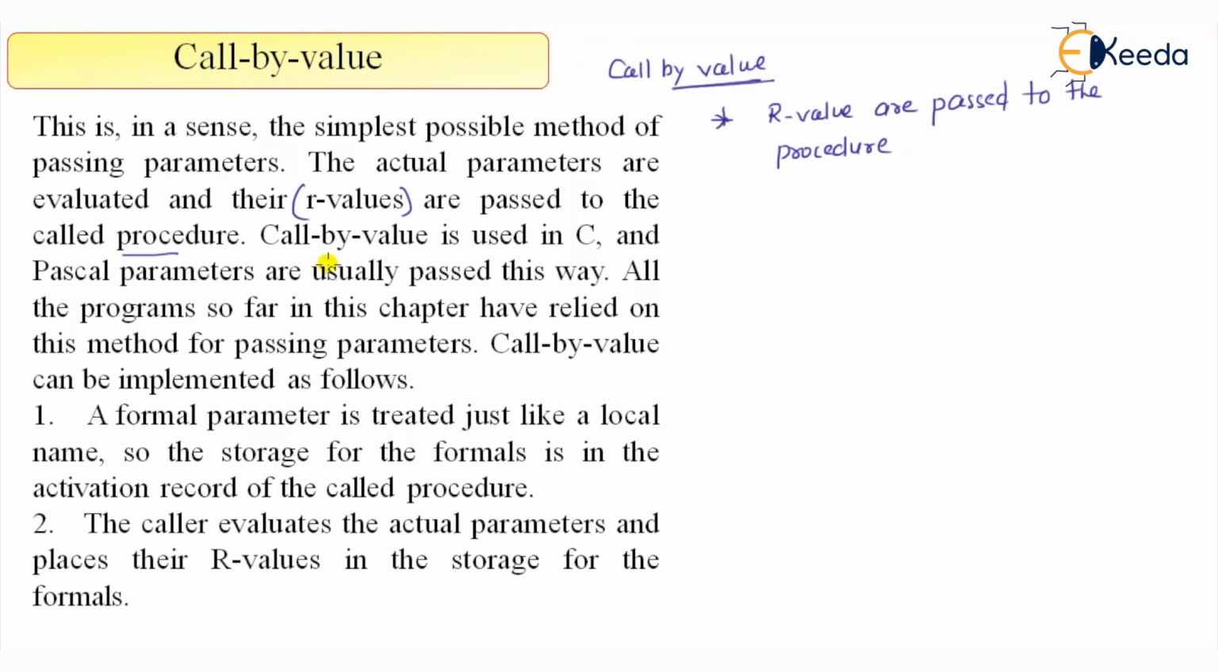Call by value is used in C and Pascal. Parameters are passed in this way. All programs so far in this chapter rely on this method. Call by value can be implemented as follows.